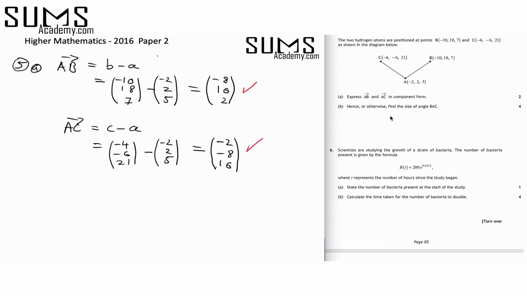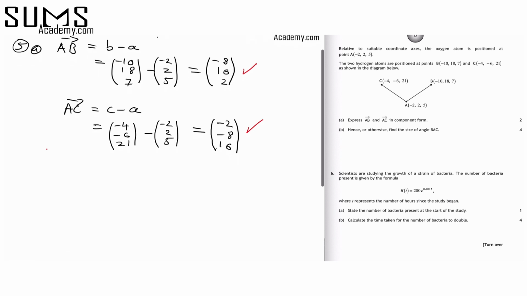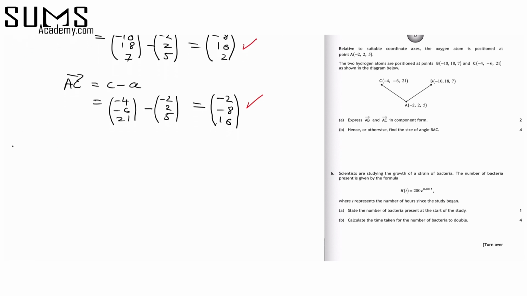So okay, on to the meat of the question, which is part B. Hence or otherwise find the size of the angle BAC. So we want to find this angle in here. Okay, so we need to make sure that the vectors are pointing away from each other, and we are given A to B and A to C, so yes, they are pointing away from each other, which is good.